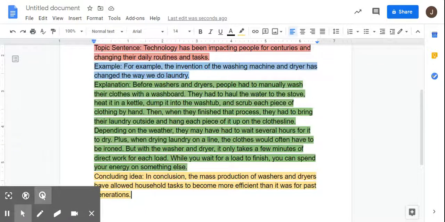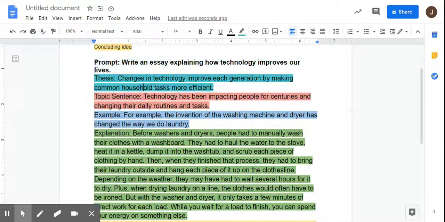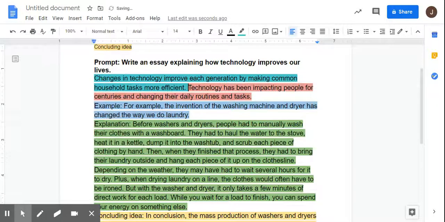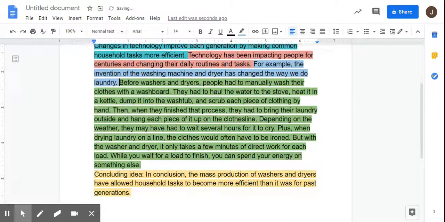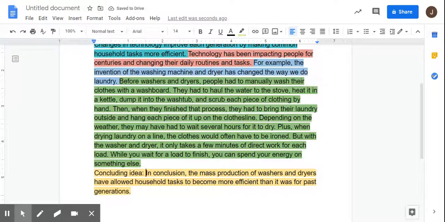All right, so I kept these colors and each of these headers as a reminder for what I needed to write, but now I'm going to go back and delete each of these headers and combine it into one paragraph, because this isn't how I would want to turn it in or how I would want to write it on a STAR test. So I'm going to go back and delete each of these. And I'll just make it a little bit more cohesive.